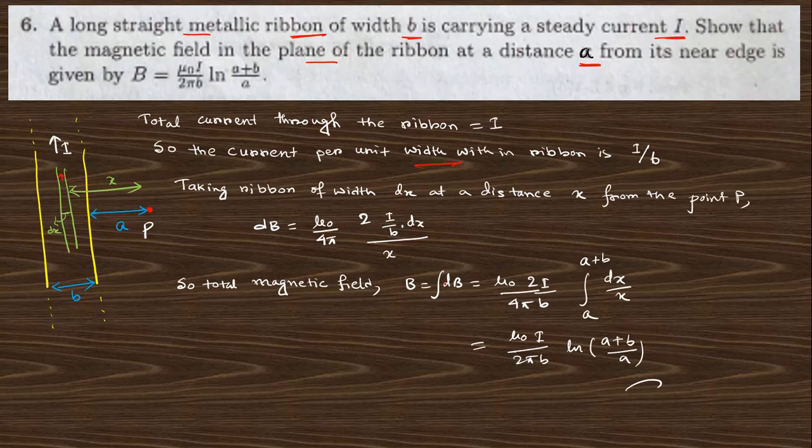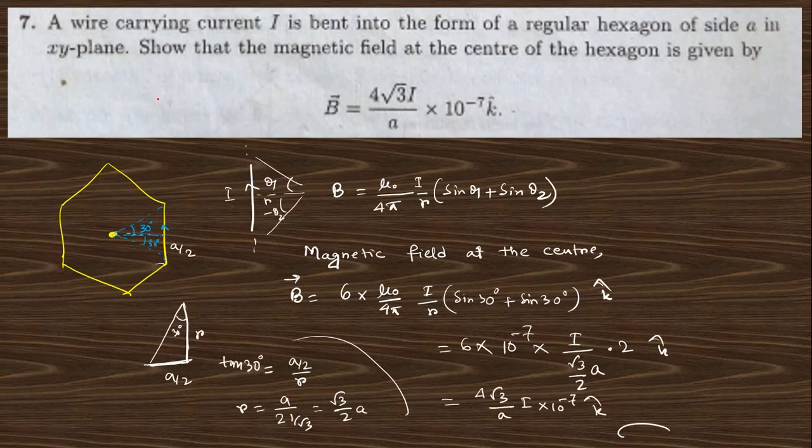So the total magnetic field will be integrated, and this x varies from a to a plus b. So minimum value is a and maximum is a plus b, and just integrating you will get this answer. Clear? Next question.